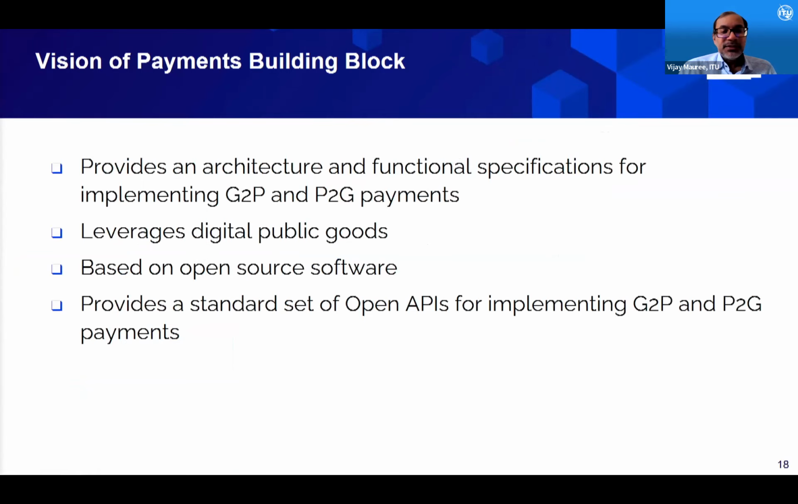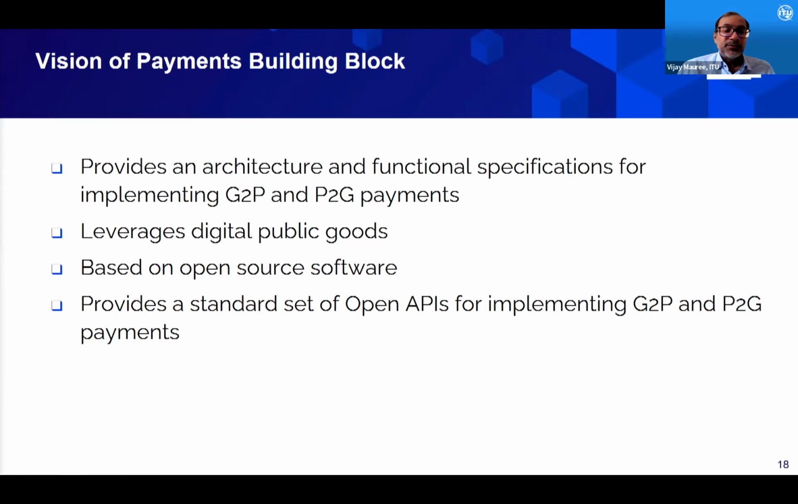So basically, under the payments building block, we're developing an architecture and functional specifications for supporting G2P and P2G payments. We are doing this by leveraging digital public goods and using open source software. Through the architecture and functional specifications, we're also developing a standard set of open APIs for implementing those functionalities. The open APIs would be used by the other building blocks that need to be connected with the payments building block, for example, for initiating the payments or for requesting a specific payment service to be processed and so on.